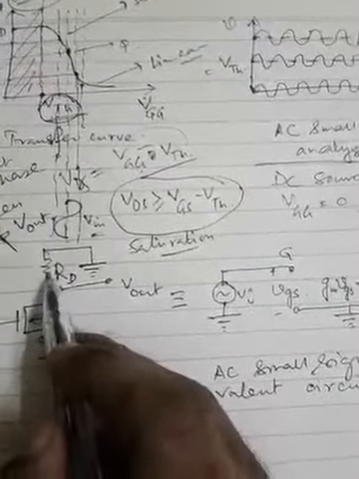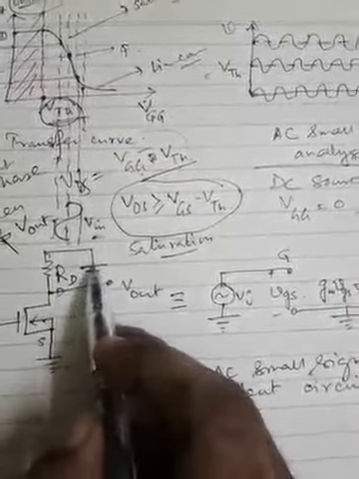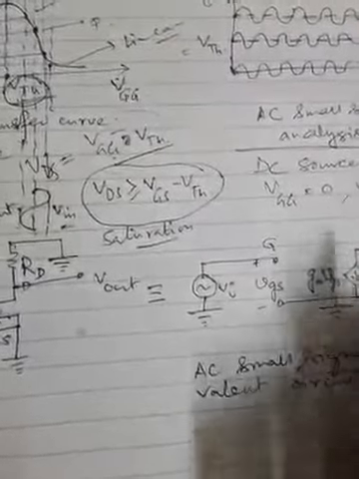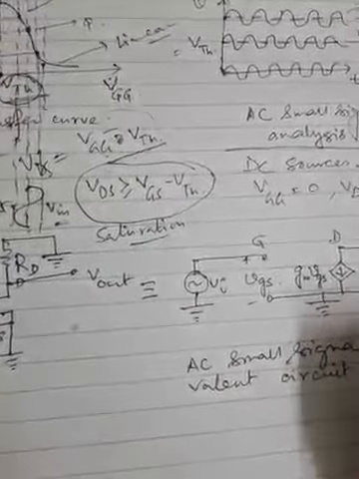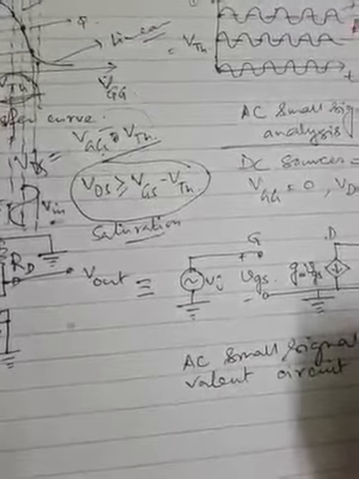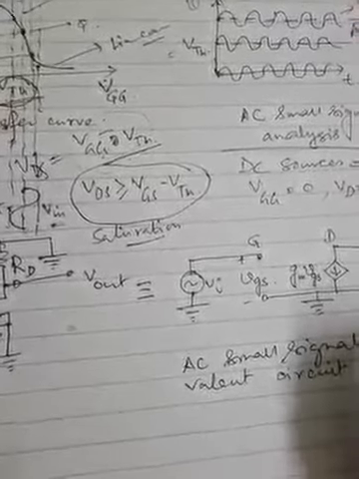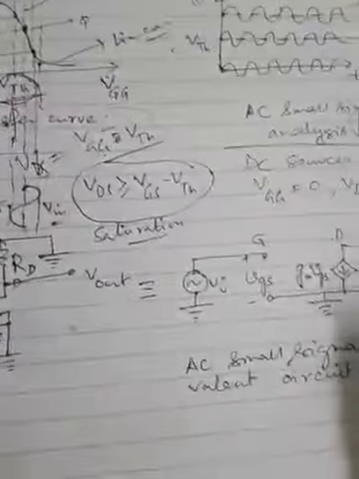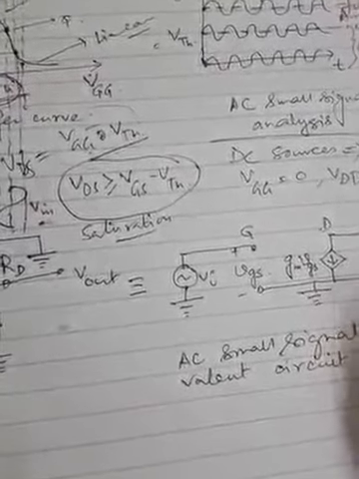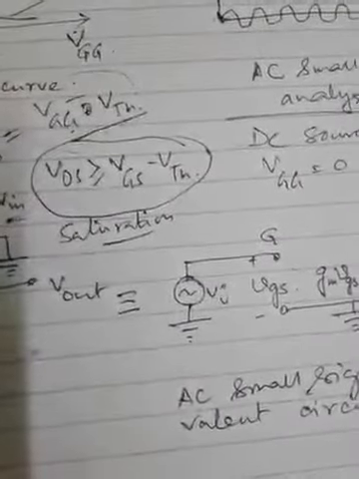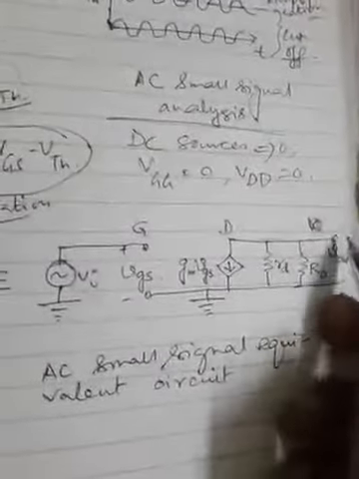So there is a resistance RD, which is the load connected between drain and ground. So ground is the source and this is the drain terminal. Between the drain and the ground another resistance is connected, which is RD. Now across this RD the output is measured. So between these two terminals this is Vout, this terminal and this terminal, which is grounded. So this is the AC equivalent circuit.